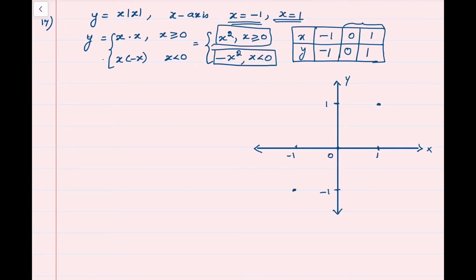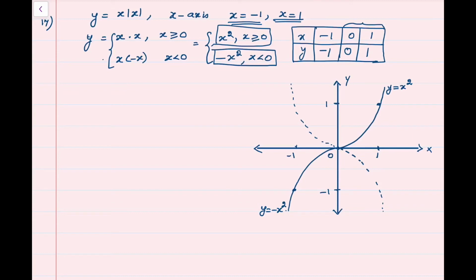Y equal to x square only for positive values of x. So it is half parabola. The other half will be here. Similarly, for negative values of x, y is minus x square. That is also half parabola. And the other half is here. This is y equal to x square curve. And this is y equal to minus x square curve.